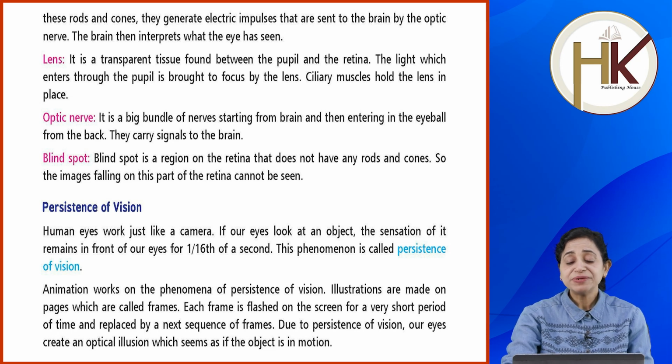Lens, it is a transparent tissue found between the pupil and the retina. The light which enters through the pupil is brought to focus by the lens. Ciliary muscles hold the lens in place. Optic nerve, it is a big bundle of nerves starting from the brain and entering the eyeball from the back. They carry signals to the brain.